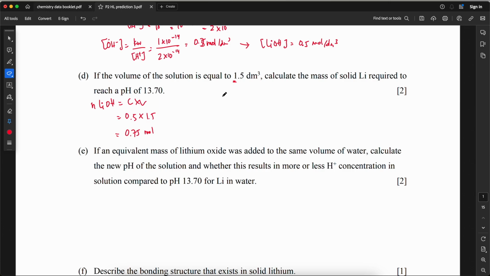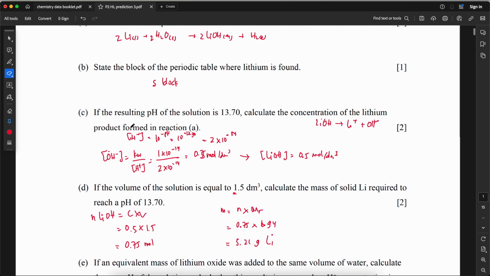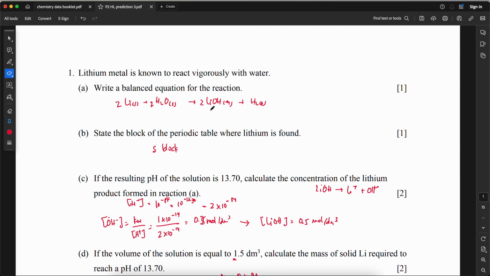0.75 mole. And mass would be n times Mr. So that would be 0.75 times Li, which is 6.94. So that would be 5.21 gram Li. Why? We have the same amount of mole for Li and LiOH. Based on this equation, the mole of LiOH will be the same as the mole of Li, because it has the same coefficient.